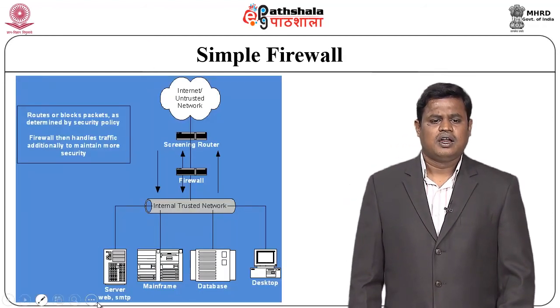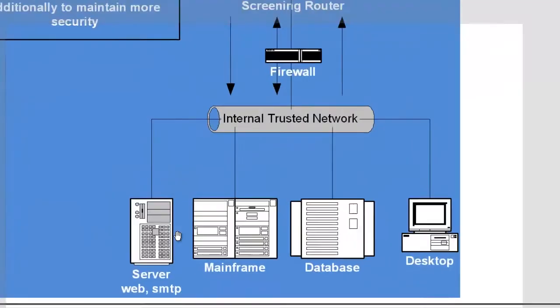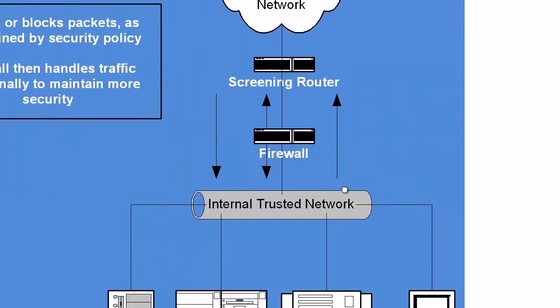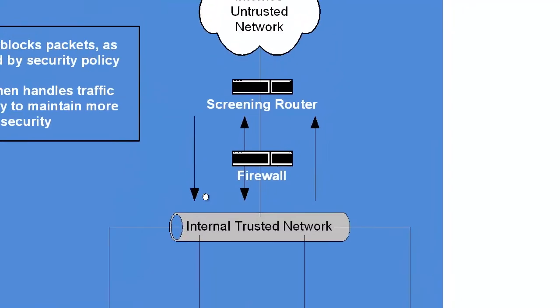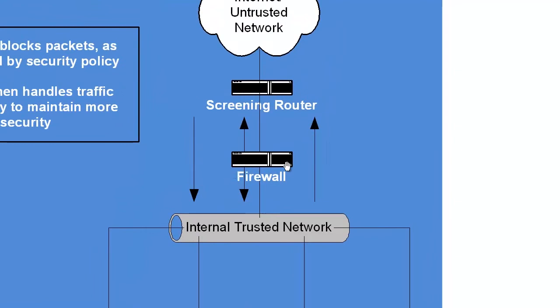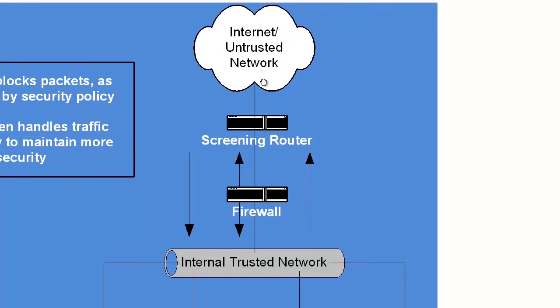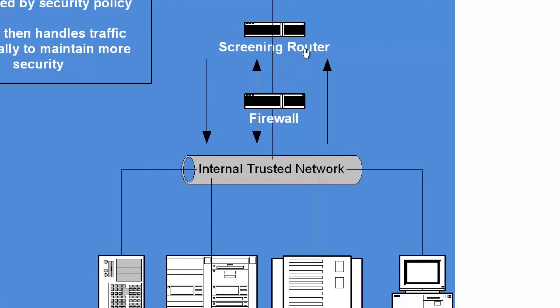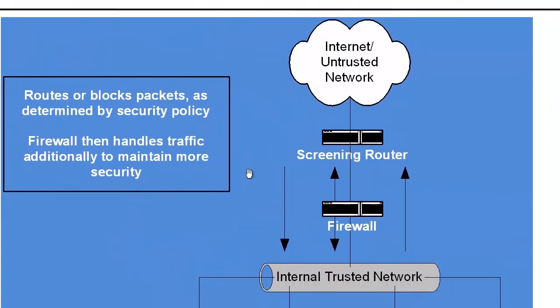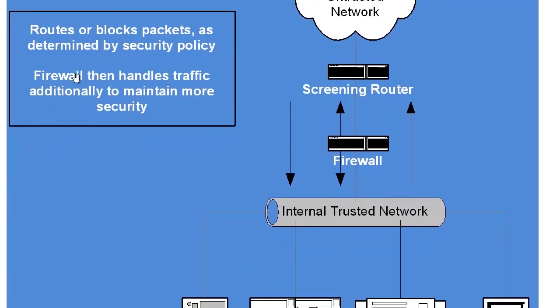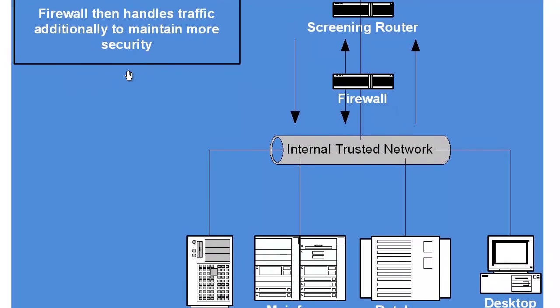So, here this is the diagram which is explaining the operation of your simple firewall, where you can see again the same structure. In that we can see there is a firewall in addition to our screening router. We know that it's like your gateway router which is protecting against that untrusted or internet network, and we have a firewall which is between your screening router and the internal trusted network. We assume that the internal network is the trusted network, and here the router blocks, but the firewall then handles the traffic additionally to maintain more security than that of your screening router.